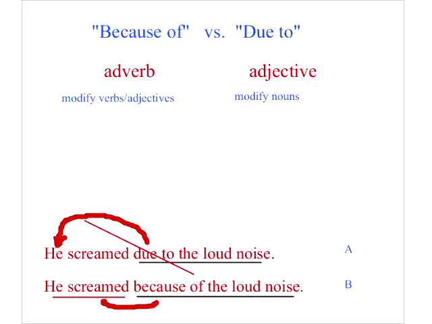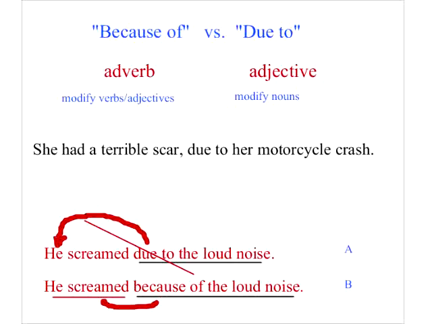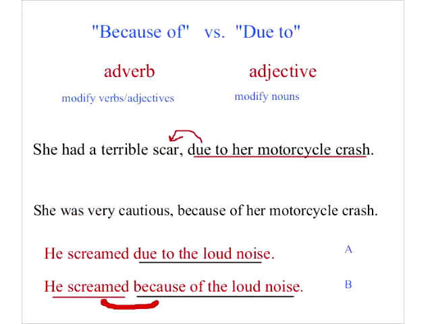Okay. Let me give you just a couple more examples. Here, this would be due to being used properly. Sorry that I picked grim examples. She had a terrible scar due to her motorcycle crash. This is okay because what is this modifying phrase really modifying? What is this describing? Awesome. Yeah, the scar. So since we're really saying the scar is due to her motorcycle crash, we're cool with using due to here.